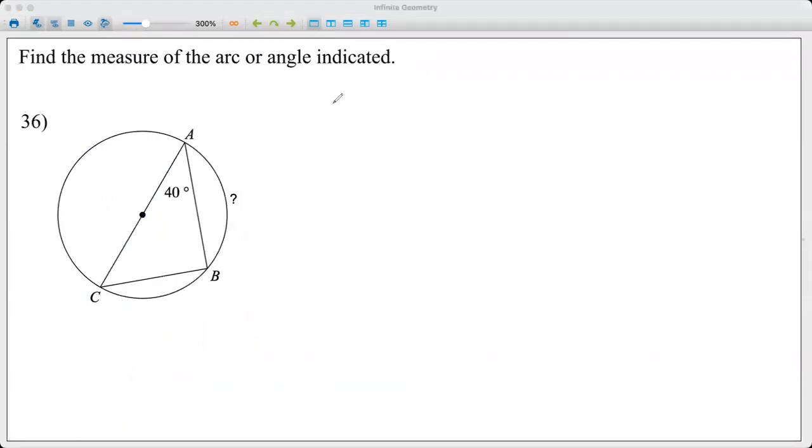We got an inscribed angle. So we know the arc is double that angle. From C to B is 80 degrees. Ooh, we can do this one pretty simple. Question mark is the arc. Notice I got a diameter right here. So the only thing left there would be 100 degrees, because remember, a diameter has 180 degrees.